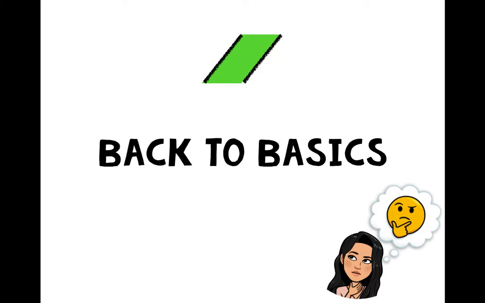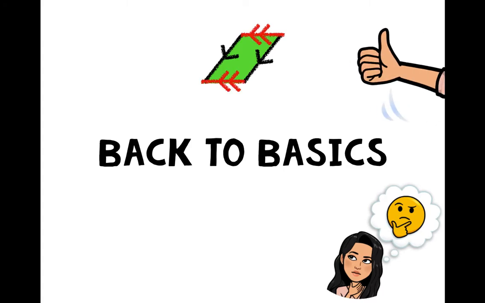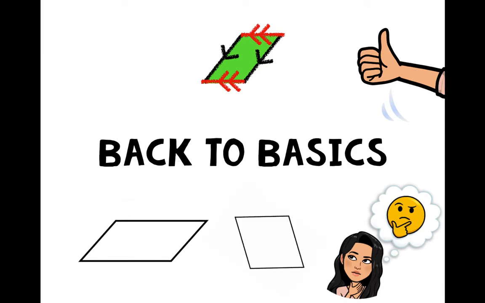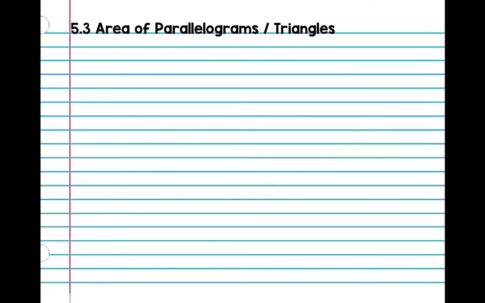So if you look at these two sides, these are considered parallel because they can go on to infinity and never touch or intersect. So a parallelogram has two pairs of those. So this is one pair, and then this here is two pairs. So this is a parallelogram. They can also look a little wider, a little smaller, like a rhombus or a diamond. They are all parallelograms. Go ahead and grab your notebook.